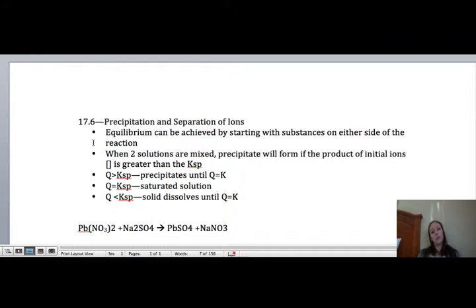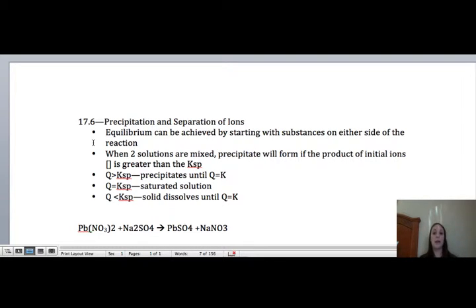Okay, you can achieve equilibrium by either starting with a substance as a product or one as a reactant. It doesn't make a difference. So when you have a solution that is mixed with another solution, you want to see whether your precipitate will form or not. And it's going to depend on the product of your ions that you have. Remember, we're talking about a Ksp here, dealing with precipitations. So we're dealing with just the concentrations of your ions and not the concentration dealing with the solid. Remember, we don't care about the solid.